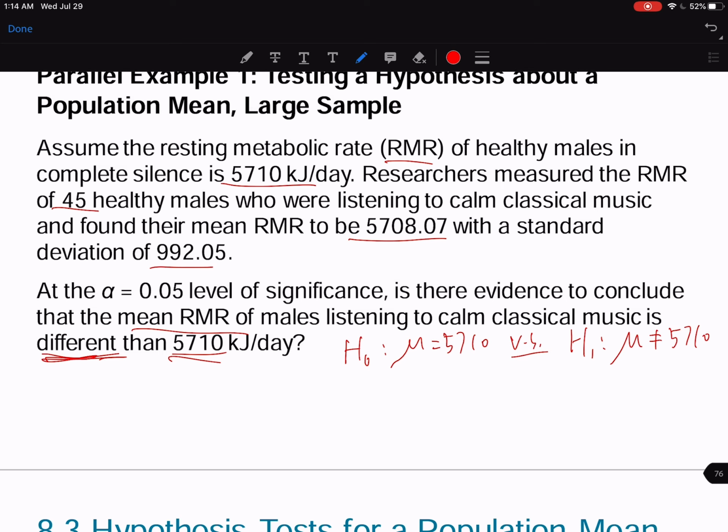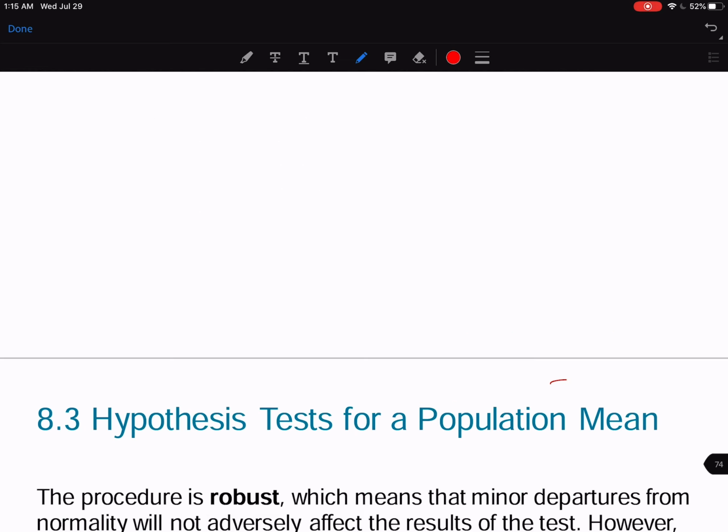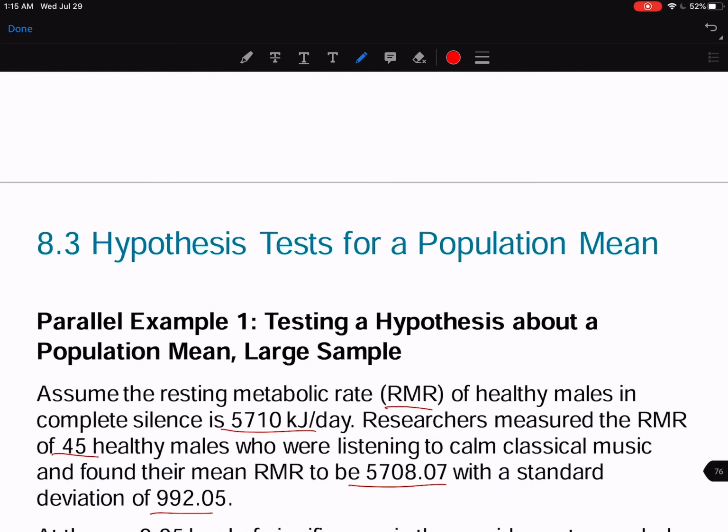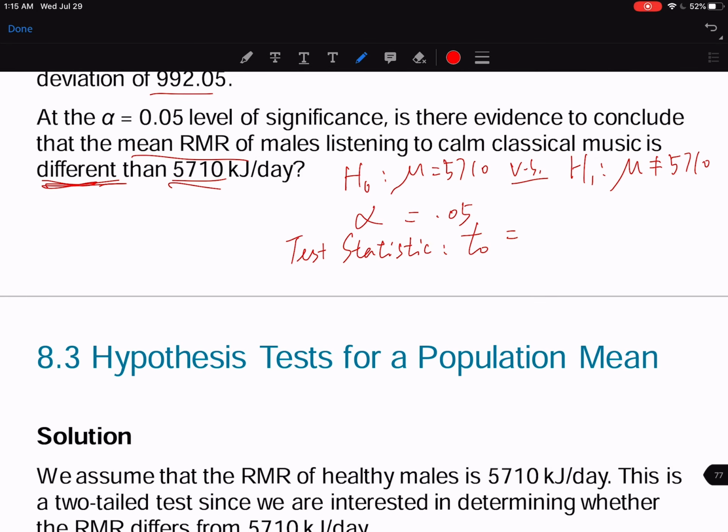And then we want to select the alpha, which is given as 0.05, and then we want to calculate the test statistic. t sub 0 is equal to, what is it? It's going to be x bar minus mu sub 0 divided by the sample standard deviation over the square root of n.